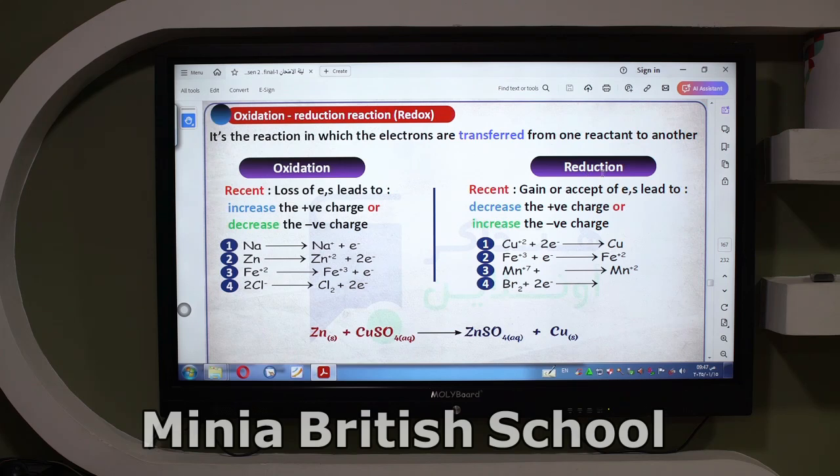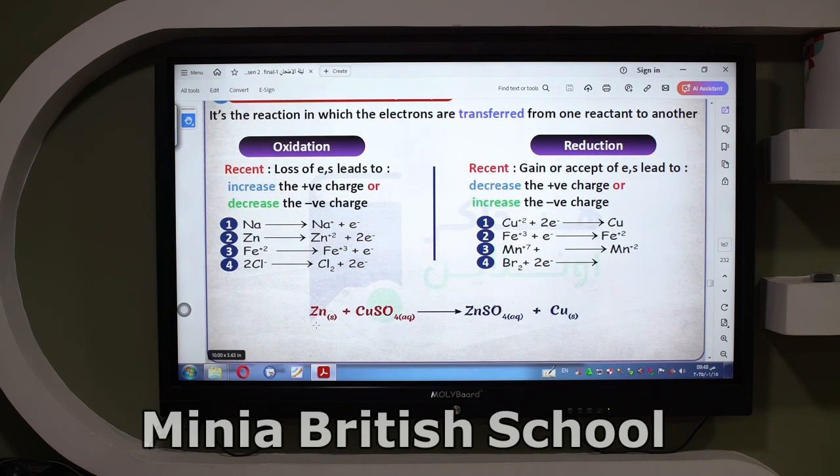Reduction process is when the oxidation number decreases. We have positive 2 in this atom, and on the other hand we have Cu changing into Cu0, from positive 2 to 0, so it decreased. By decreasing, we conclude that it's a reduction process, and Cu in this case will be the oxidizing agent. We have an example with Zn.